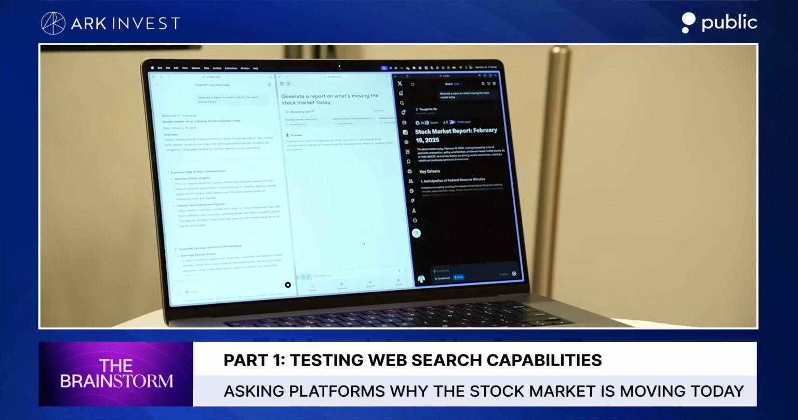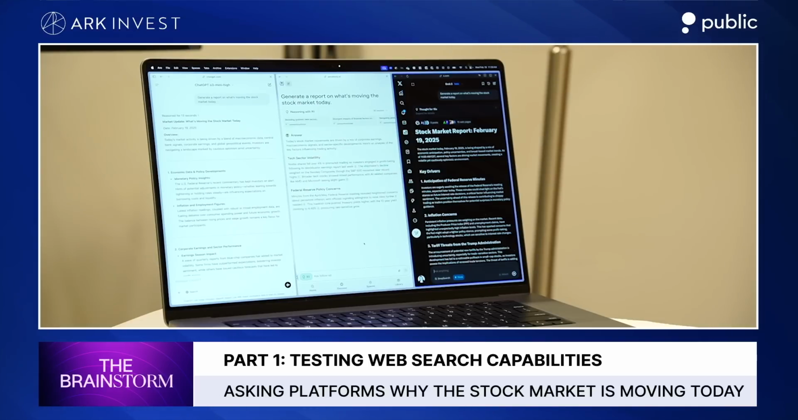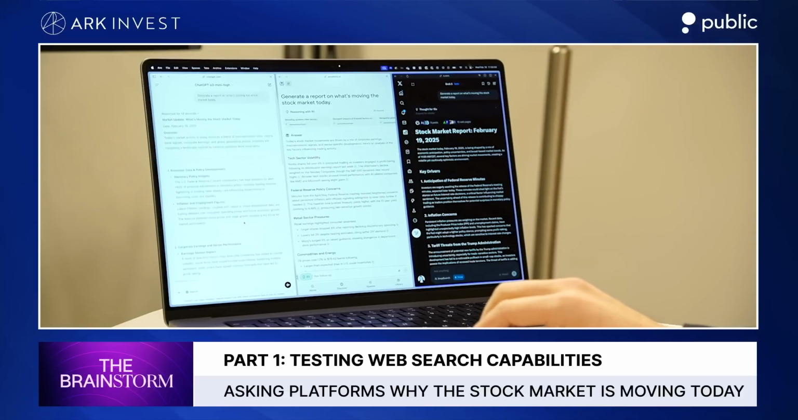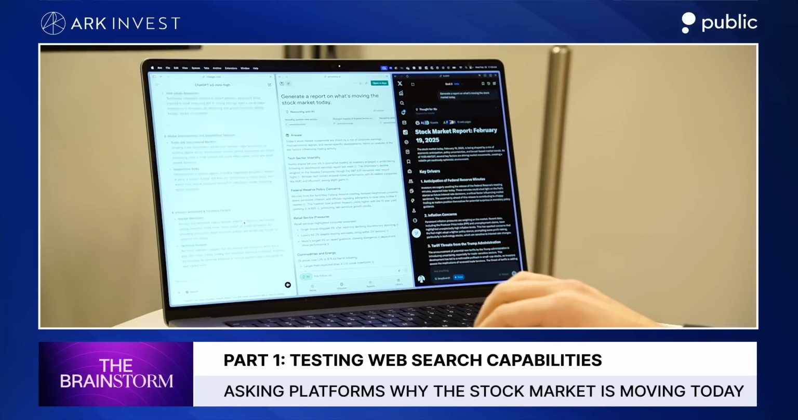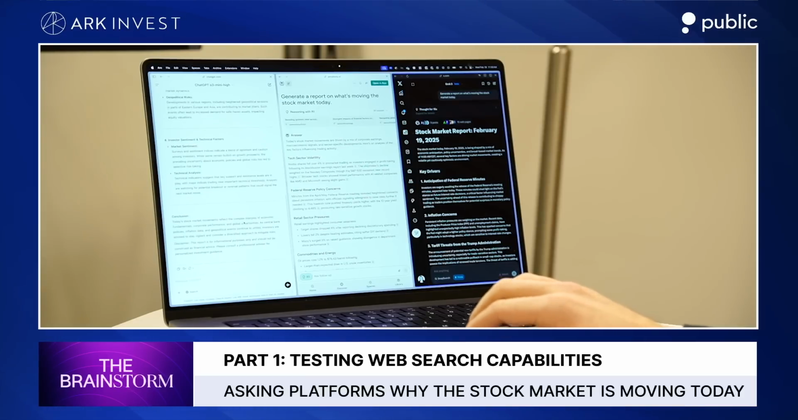Yes. ChatGPT is finished first. All right, who's reading what? Well, I like to look at the overall structure first here. Is this something that you can glance through and understand what's going on? Got economic data, corporate earnings, geopolitical tensions, investor sentiment.